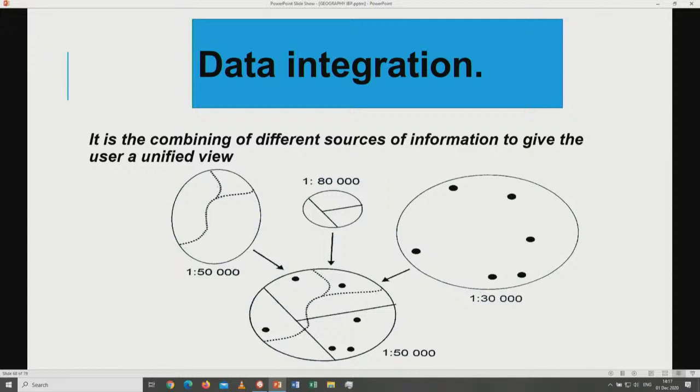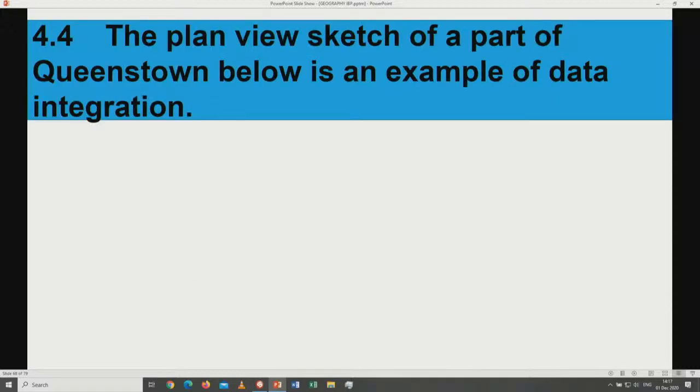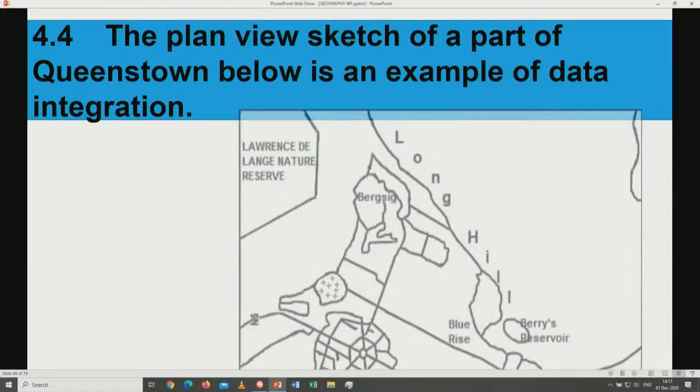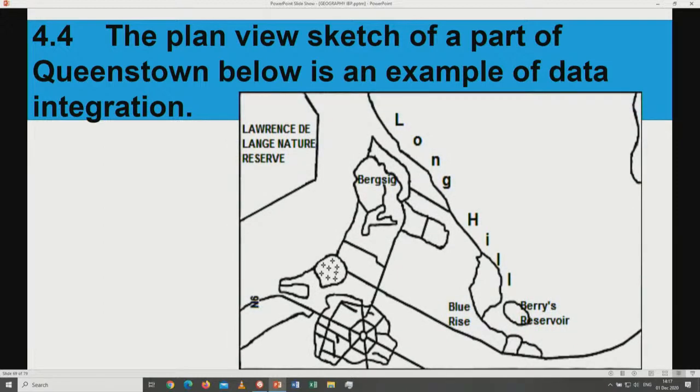You are not putting them on top of each other, grade 12, okay? Putting it on top of each other is data layering. But when you take an orthophoto map and a topographical map and combine them, you get what? Data integration, you integrate them. The plan view of the sketch below is showing what now? This is data integration. It's an example of data integration. This is a plan view.